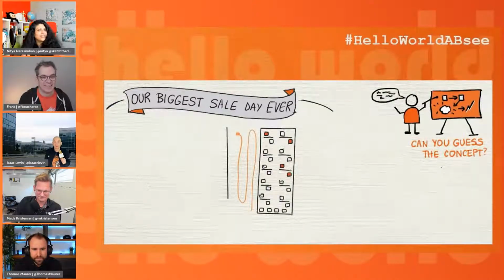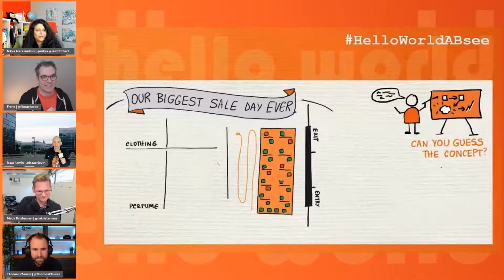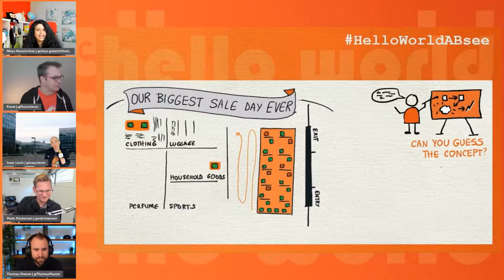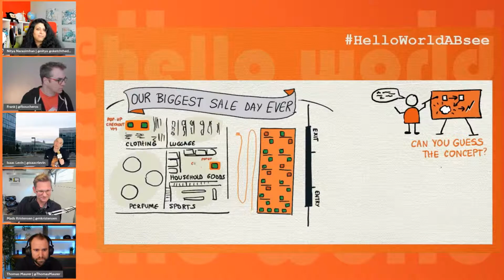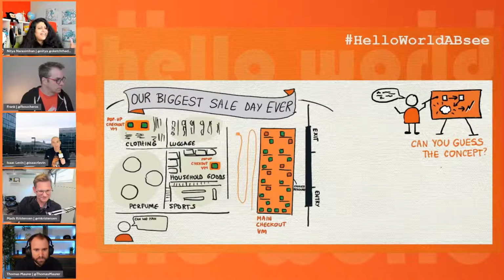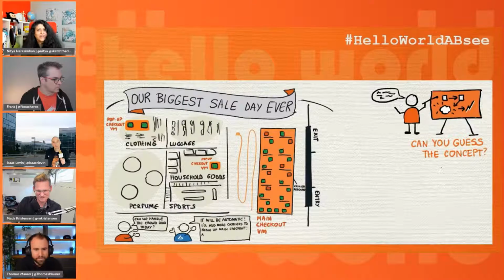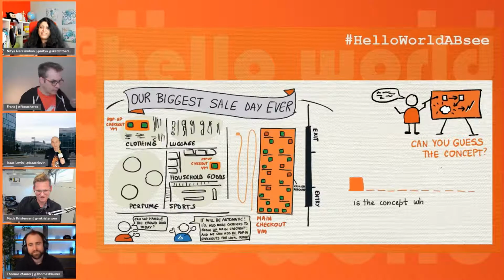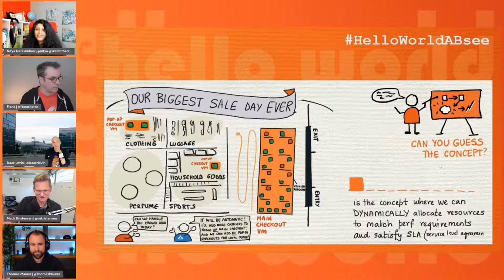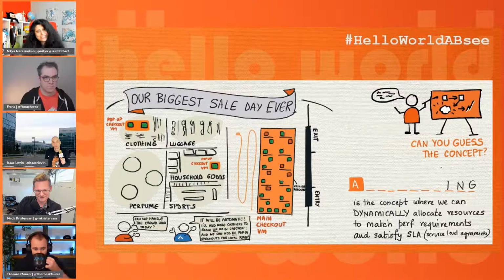Okay, so this one is a little more complicated, but I'll talk you through it. You have to guess the concept. What I'm trying to show there is like a department store. There's a Thanksgiving sale, and suddenly they're being overwhelmed, and they need a way to make sure that they can put as many checkouts as they need, horizontally or vertically. What concept would we be talking about where we can dynamically allocate resources to match your performance requirements? This should be easy. I'm guessing auto scaling.